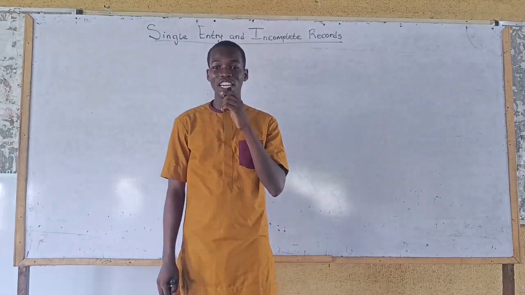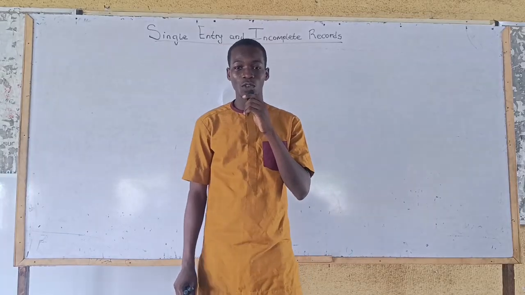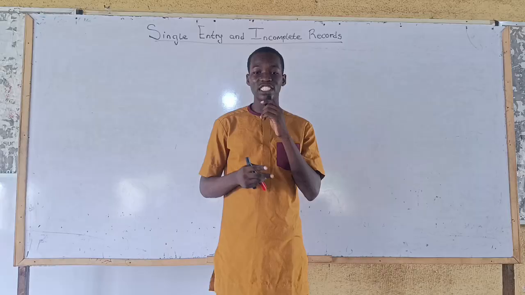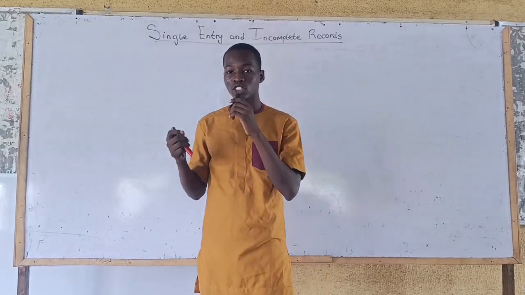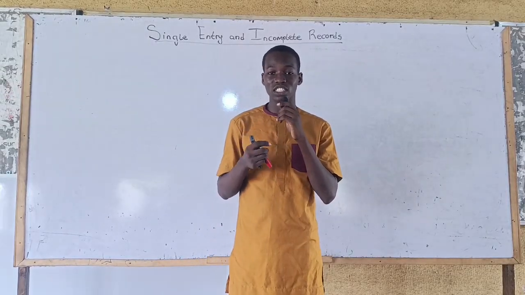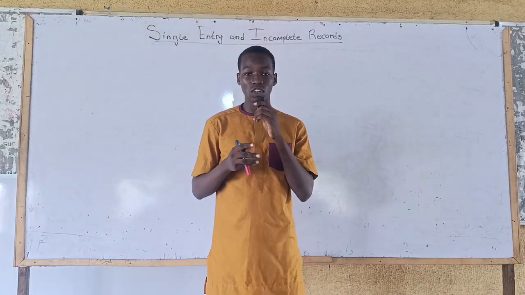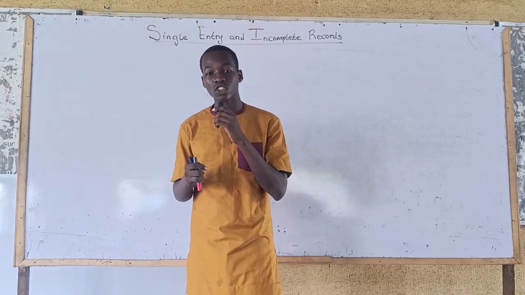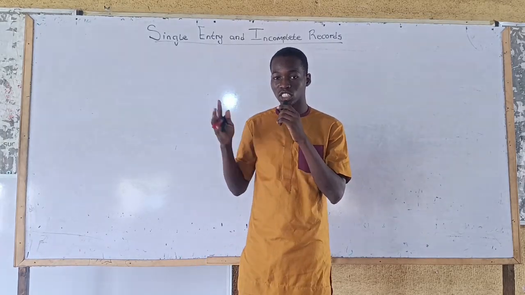So in today's video, we'll be looking at single entry and incomplete records. Firstly, what do we mean by single entry? When we talk about single entry, it's a system of accounts which ignores two aspects of each transaction. Let's recall our dual concept. The dual concept states that we have two sides: the first account will be debited and the other account will be credited. But in the case of single entry, the dual concept is not applied. That is why it's called single entry.